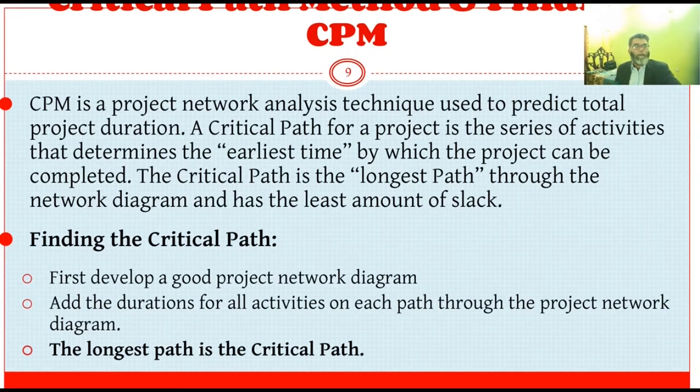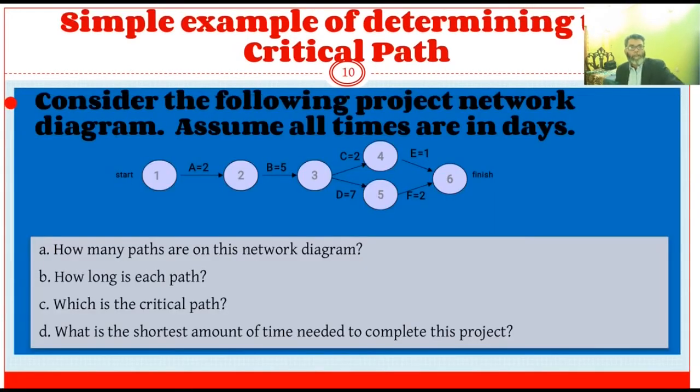In order to find the critical path with respect to the given activity diagram, first develop a good project network diagram like what we saw in the previous slide. Then add the durations for all activities on each path through the project network diagram, and then find which is the longest path, that will be considered as the critical path. There are two examples for the same. In the first case, consider the following project network diagram. Assume all times are in days.